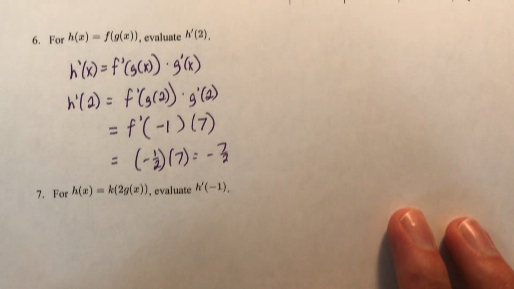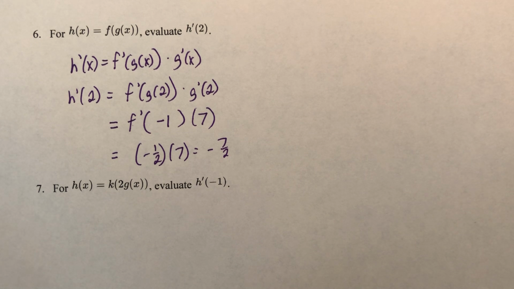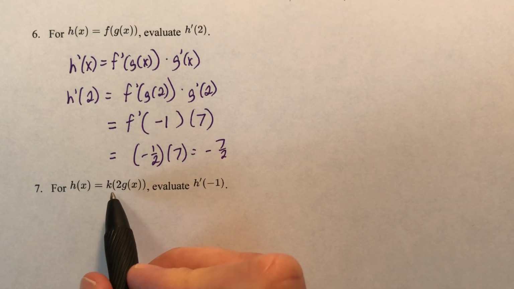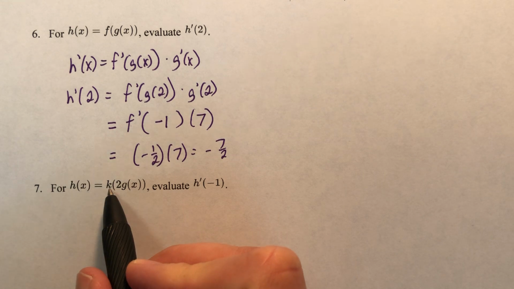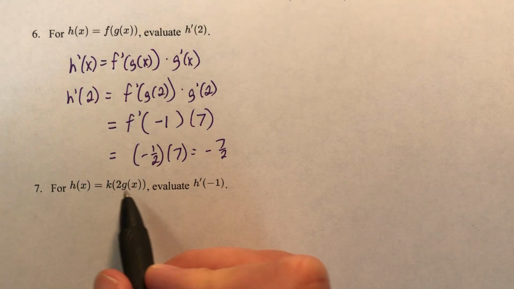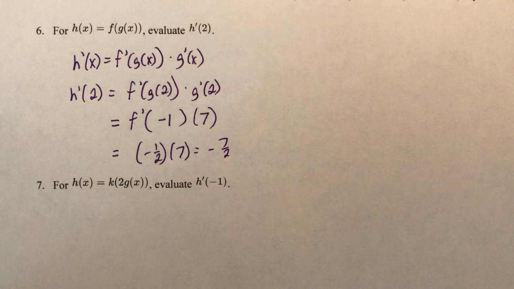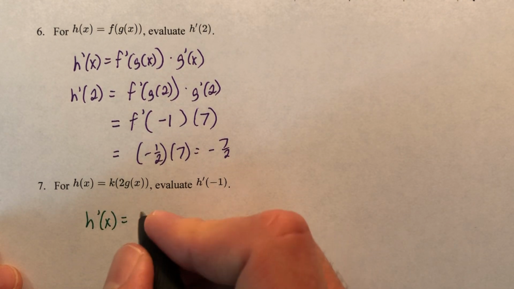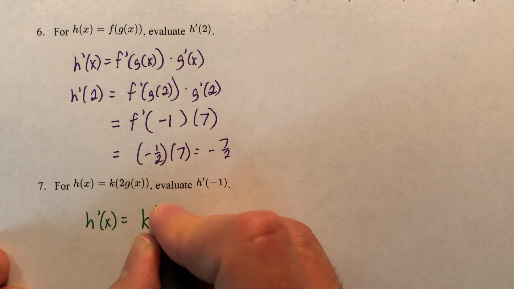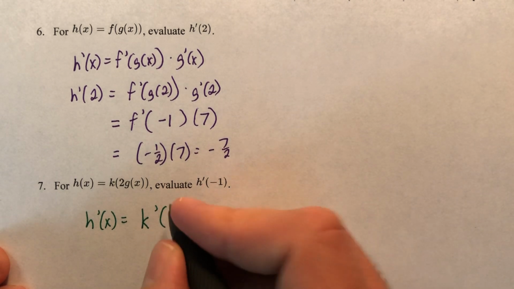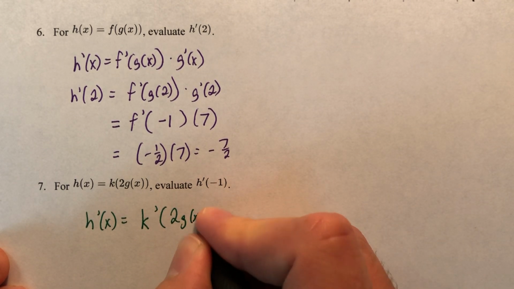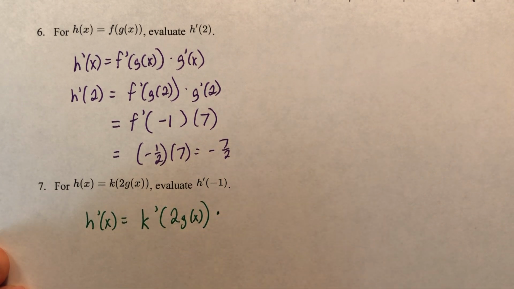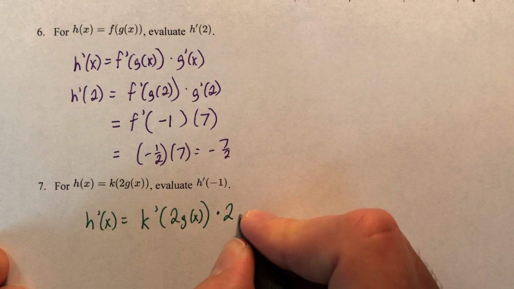Okay, now we have a different problem, and this problem is also chain rule, but the outer function is k, and the inner function isn't just g, it's 2g. So let's walk through this a little bit slower, and in green. I just like using green. I don't know, it's such a lovely color. h prime, okay. Outer function derivative with the inner function intact times the derivative of the inner function.